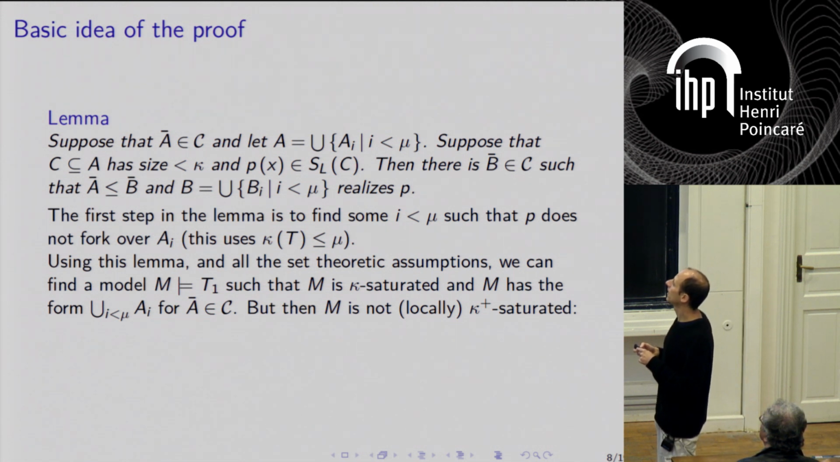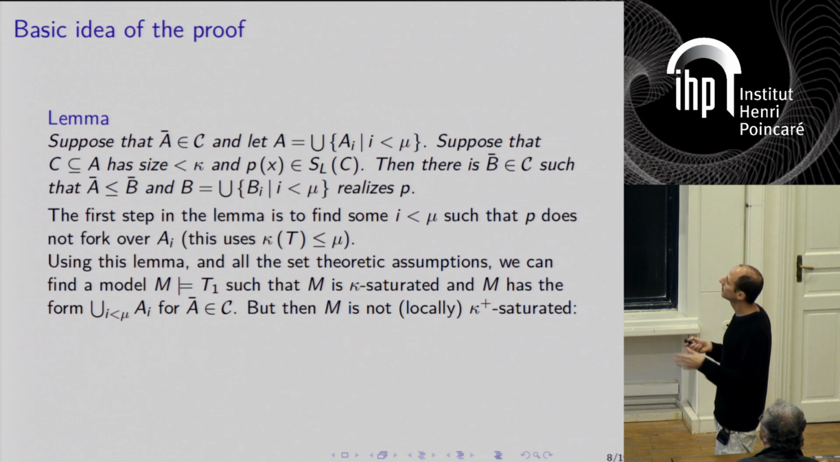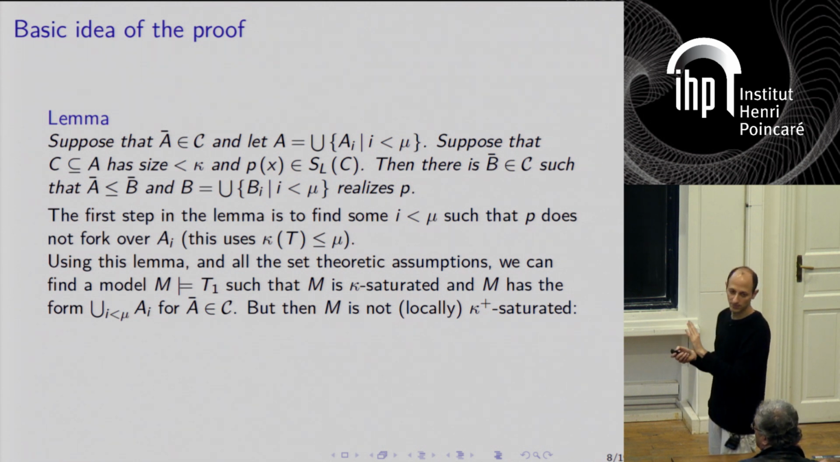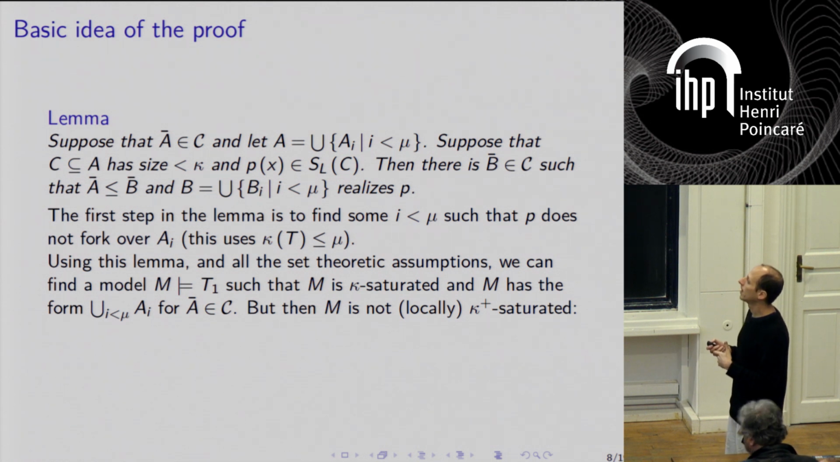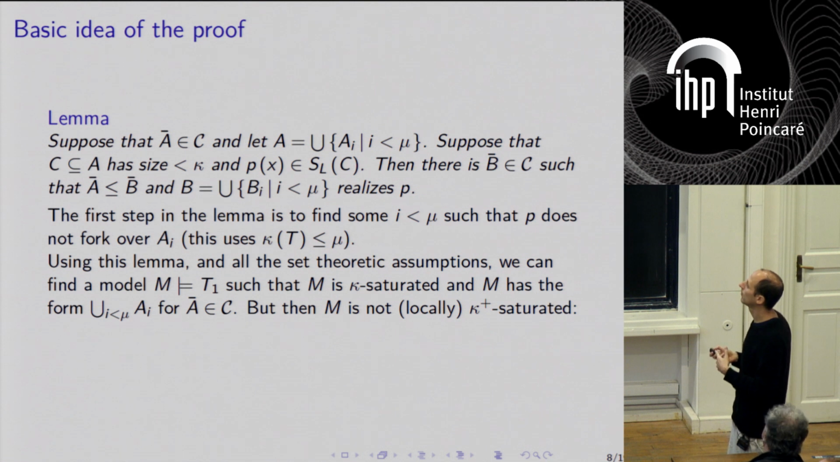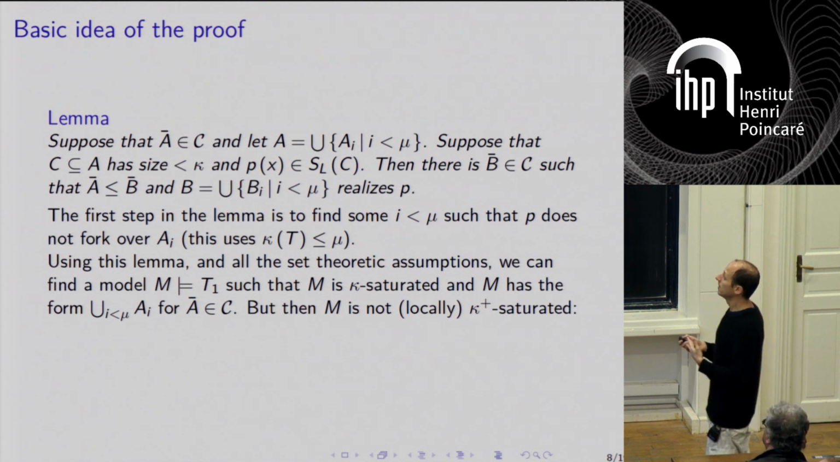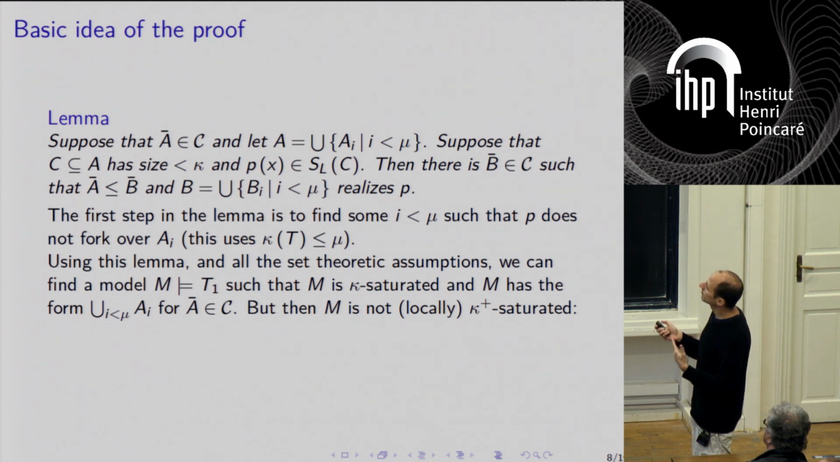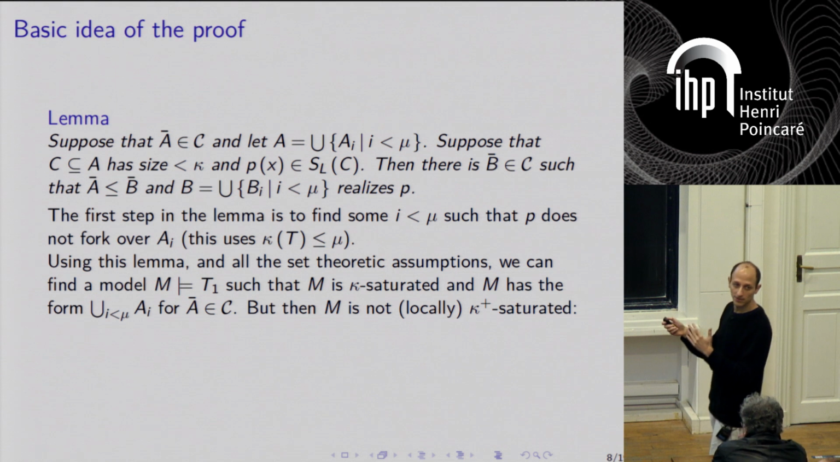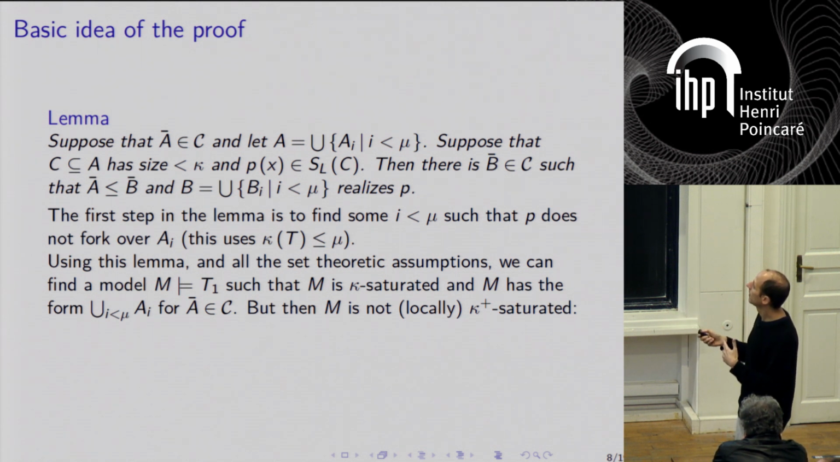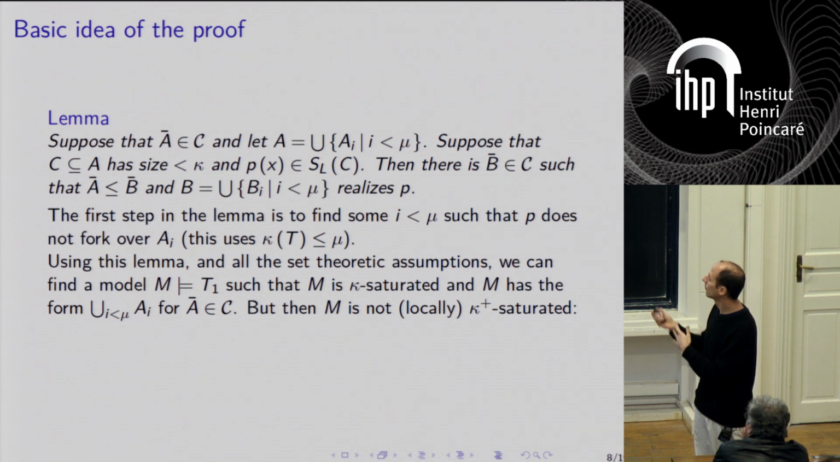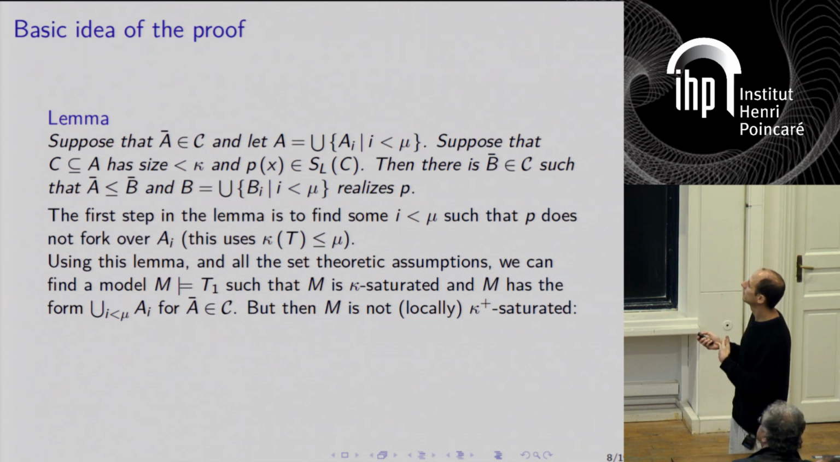Now, using this lemma and all the set theoretic assumptions, but the proof of this lemma doesn't use any set theory. It's only model theory. The proof of this lemma uses simplicity in a very strong way, namely the independence theorem and all the properties of forking. And so using this lemma, we can, I said find, but it should be construct, a model which is kappa saturated and still has this form, the union of A_i for this sequence in this class C. But now let me tell you why M is not, even locally, I'm going to define this later, kappa plus saturated.